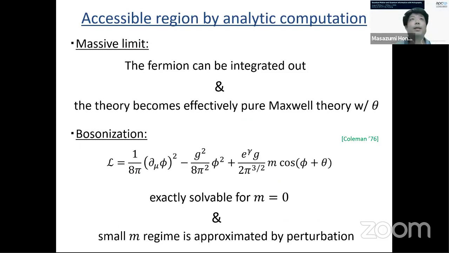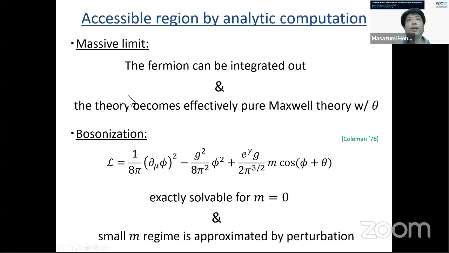But this model has accessible regions by analytical computation. First one is the massive limit. When the fermion is massive, we can integrate the fermion out, and the theory becomes an effective Maxwell theory with theta. And Maxwell theory in 1+1 dimensions is solvable. Well, this is a free theory, for example, without theta. So we have some information in the massive limit.